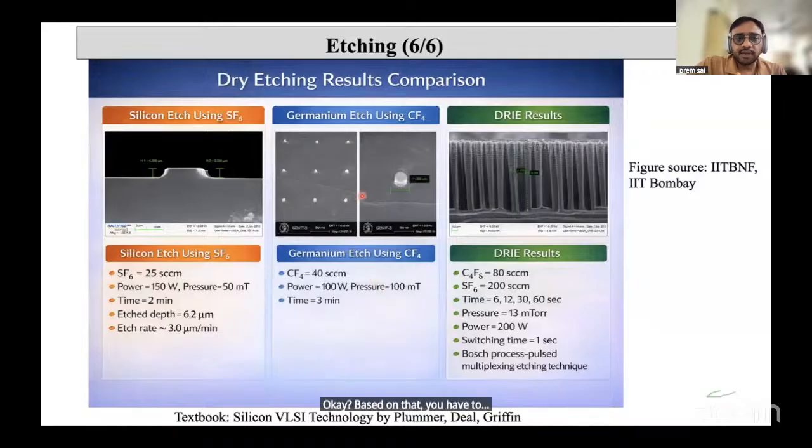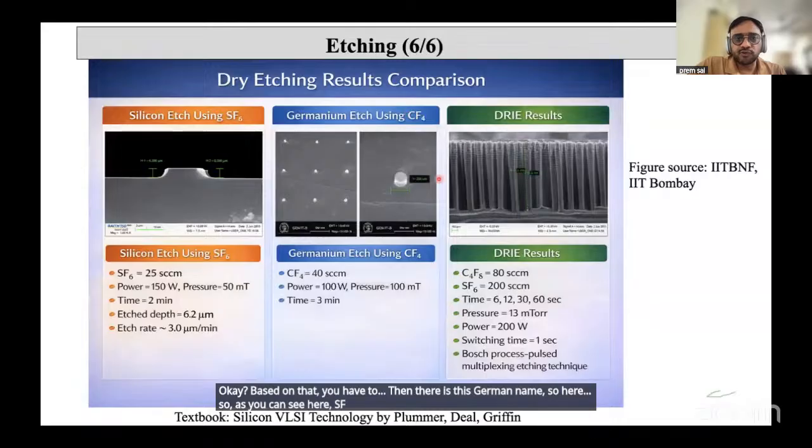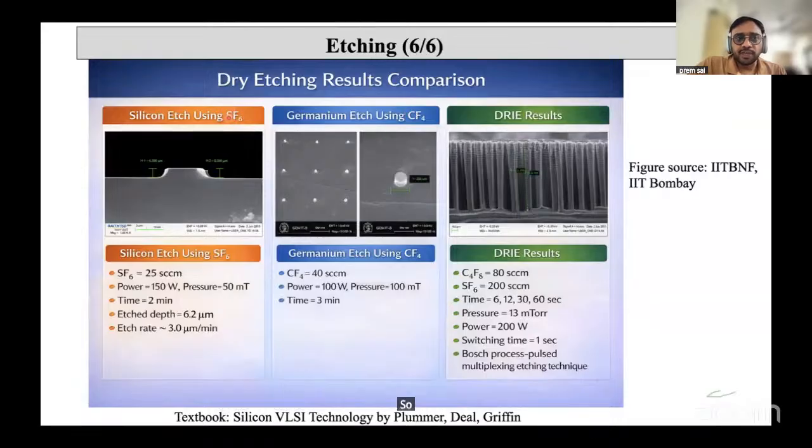Then there is germanium. As you can see here, SF6, here CF4. These are fluorine based. Fluorine ions or radicals are highly reactive. So you need to dissociate and ionize them.